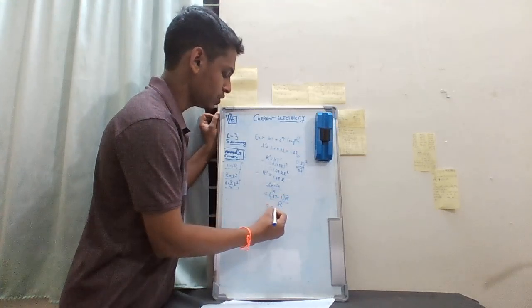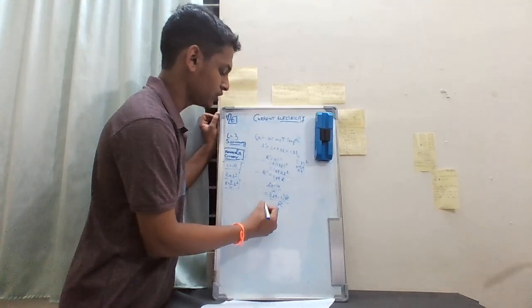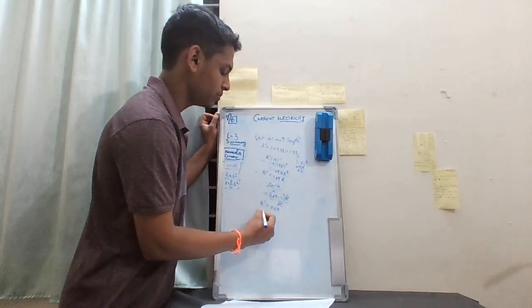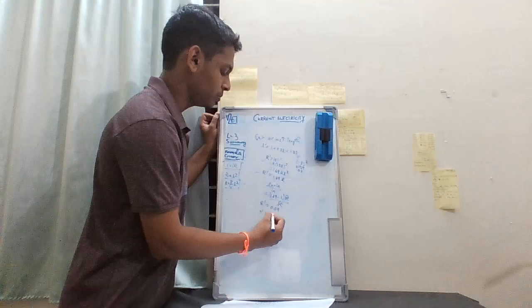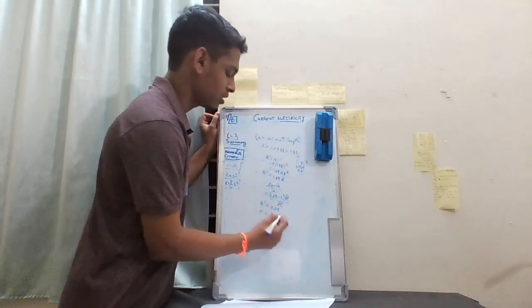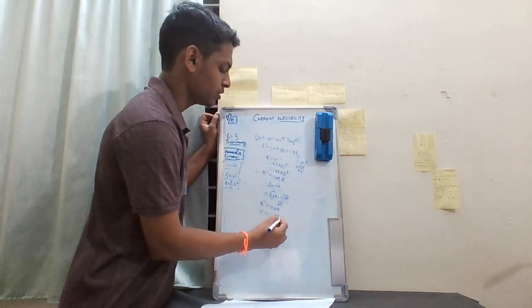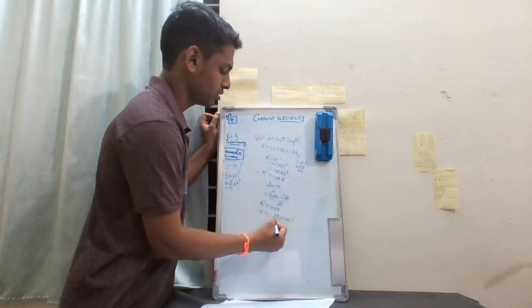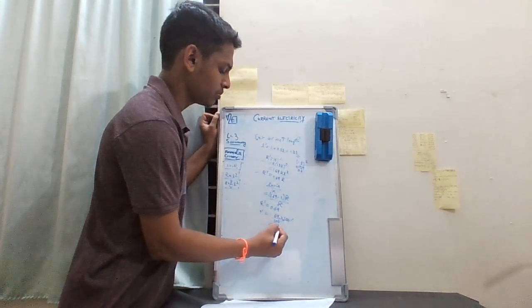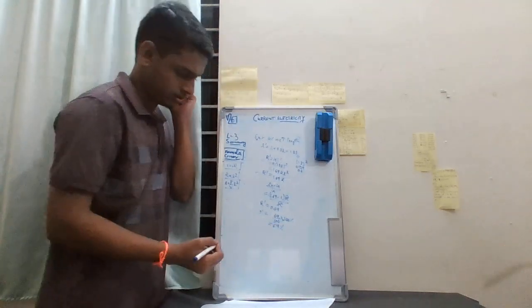R cancels. 0.69 is the fractional change, and if we need percentage change, that would be 0.69, which is 69 by 100, into 100%. 100 cancels. 69% is our answer.